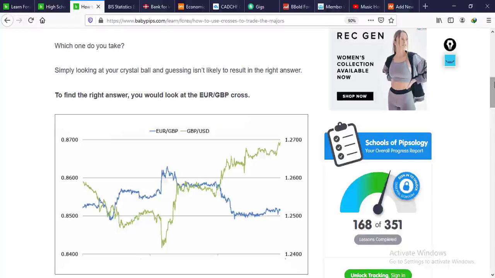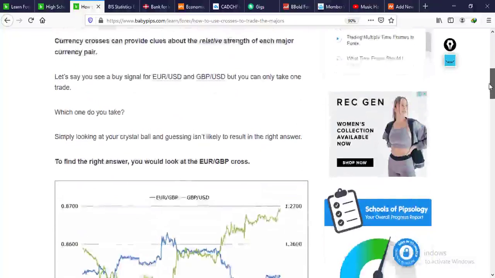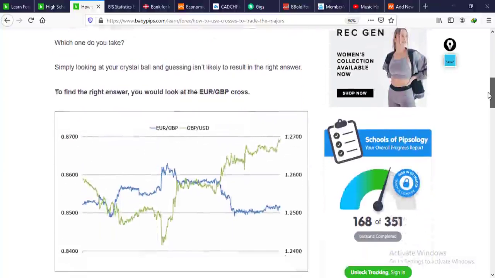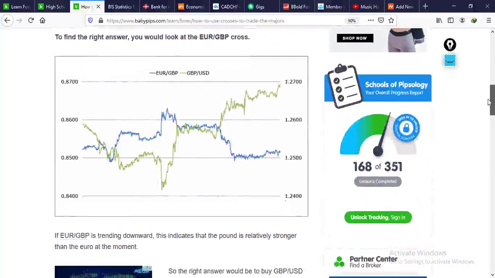So the right thing for you to do will be to look at EG cross. You remember you want to buy, you see a buy signal on EU and GU, but you don't know which one to take. Okay, so the best thing for you to do is to cross both pairs. Now you are going to open up EG rather, Euro GBP in one chart, and you open up another chart, GBP USD. Now this is just an example, right?